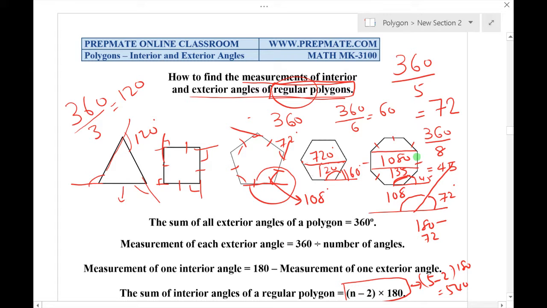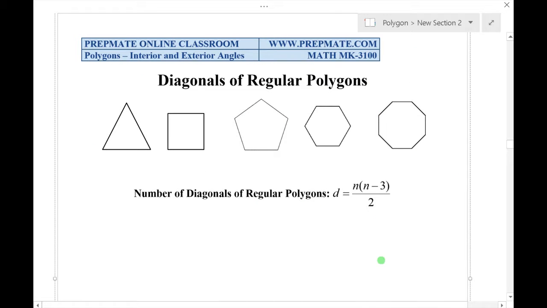So for you to understand this fully, I suggest that you pause the video, rewind the video, and go through the video one more time. Okay. And now let's move on with the next part of this lesson. We'll try to understand another property of regular polygons, or even irregular polygons.